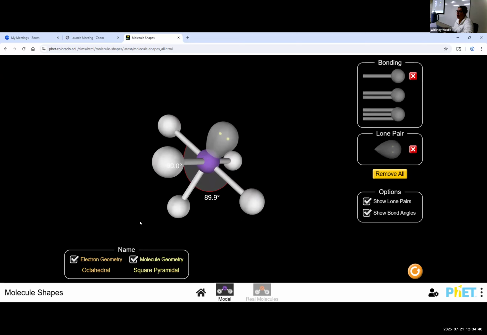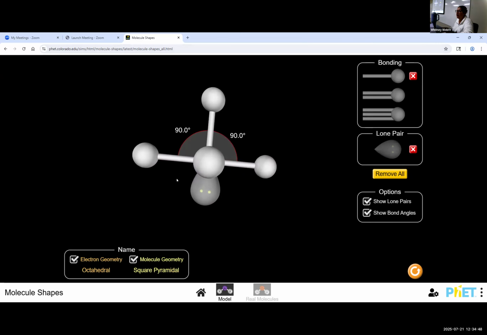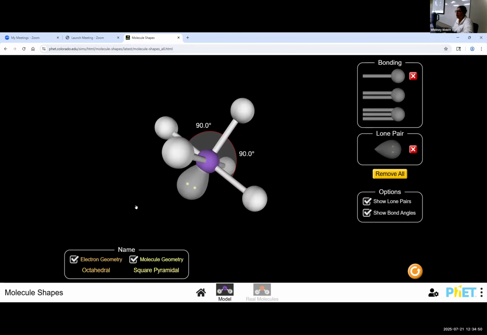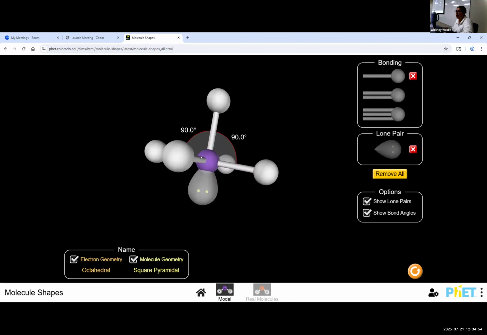If I take off one, it also looks like a pyramid, but it's a square pyramid because there are 4 things. So if I was to make it look like a pyramid, the lone pair would go to the bottom and it looks kind of like a pyramid. But everything else will always be 90 degrees from each other. Let me take off another one.